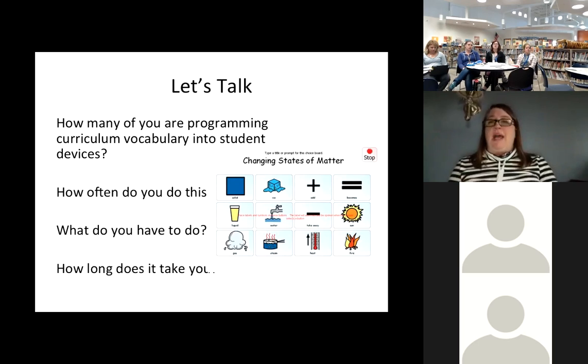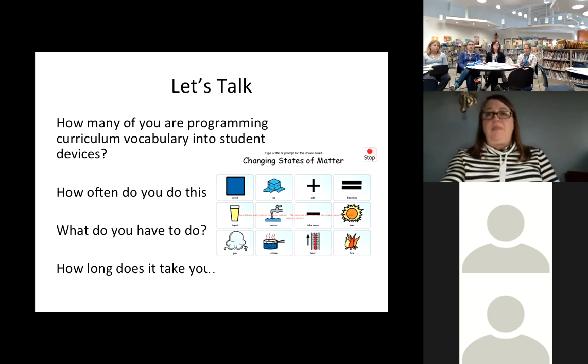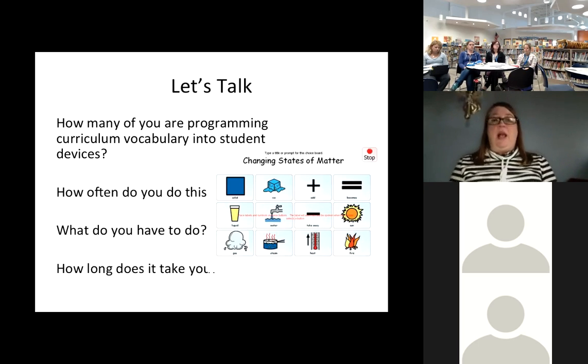I get the impression from the feedback I got from Christina, are you guys doing a lot of this curriculum vocabulary for your students? Programming devices. Curriculum vocabulary. Programming a lot. For the most part, we don't program. So if the lesson is a science lesson on the states of matter, then you have to program that vocabulary in? No. Okay. I apologize.